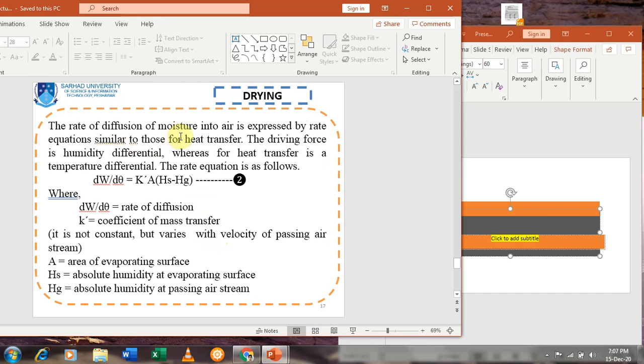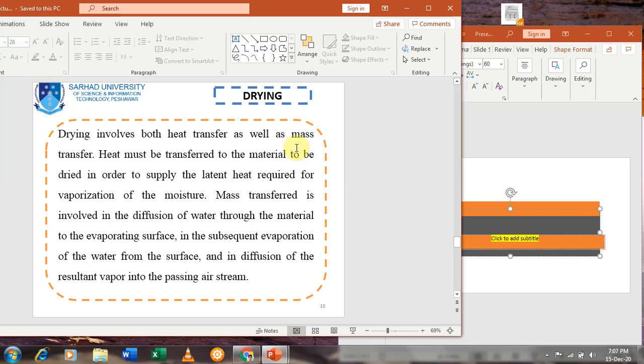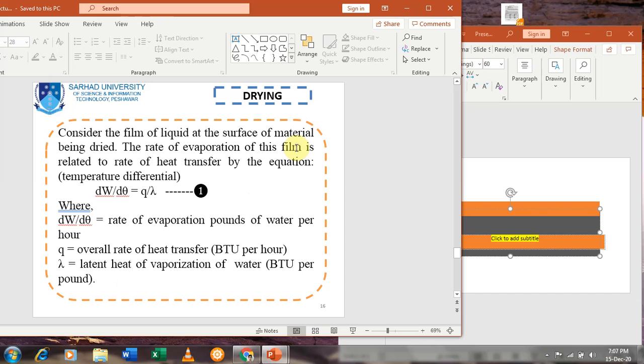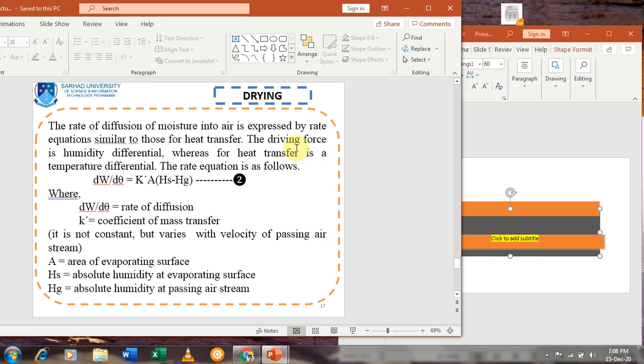The rate of diffusion of moisture into the air is expressed by a rate equation similar to those used for heat transfer. As we know, both heat transfer and mass transfer are involved in the drying process, and the first one is the representation of the rate of heat transfer. Similarly, for equation number 1, we can also express the rate of diffusion, from the inner side to the outer side, as a mass transfer involvement.